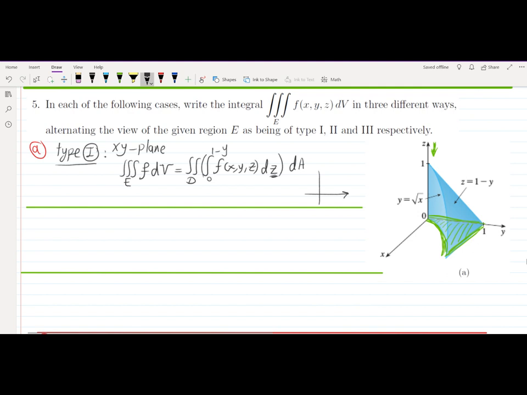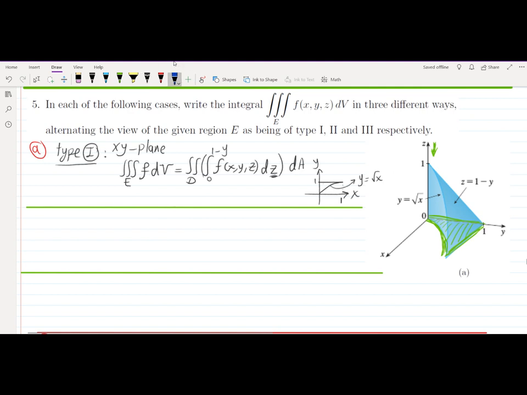So from x and y, you will find this is the positive x. So we have the curve to be like this, and then like this. This point is 1, and also this point is 1. And the equation of this curve is y equals root x. So we have to describe the region D.